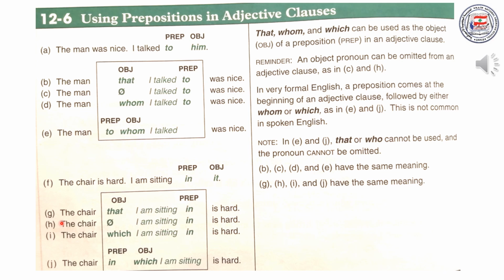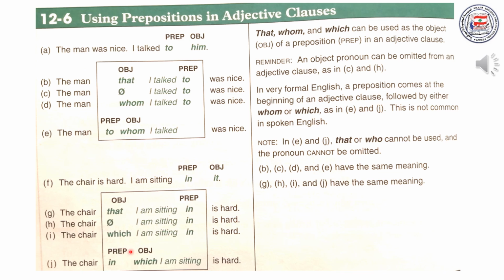So in order to combine both sentences into one, making the second an adjective clause, we can use that, or we can keep the relative pronoun out, or we can use which. We can never use whom because the chair is a thing. So the chair that I am sitting in is hard, the chair I am sitting in is hard, or the chair which I am sitting in is hard.